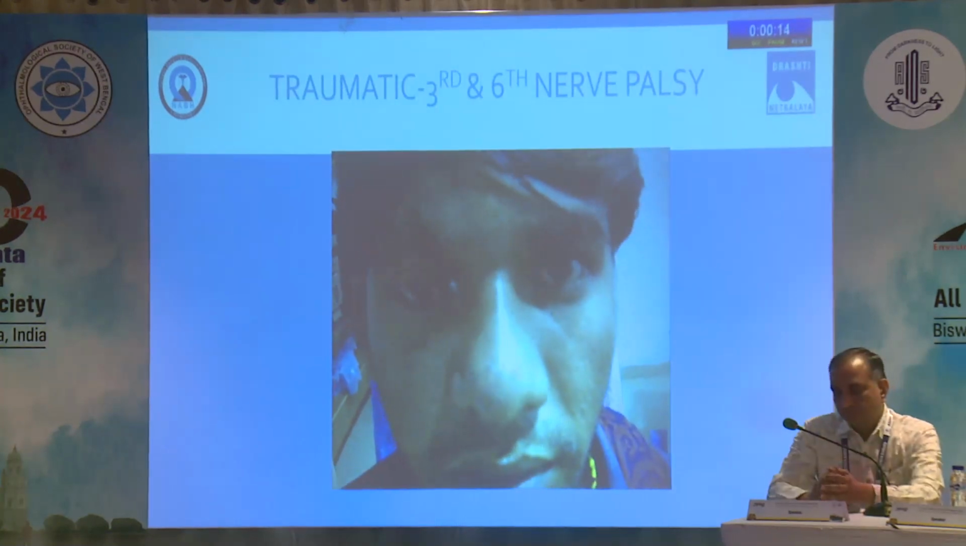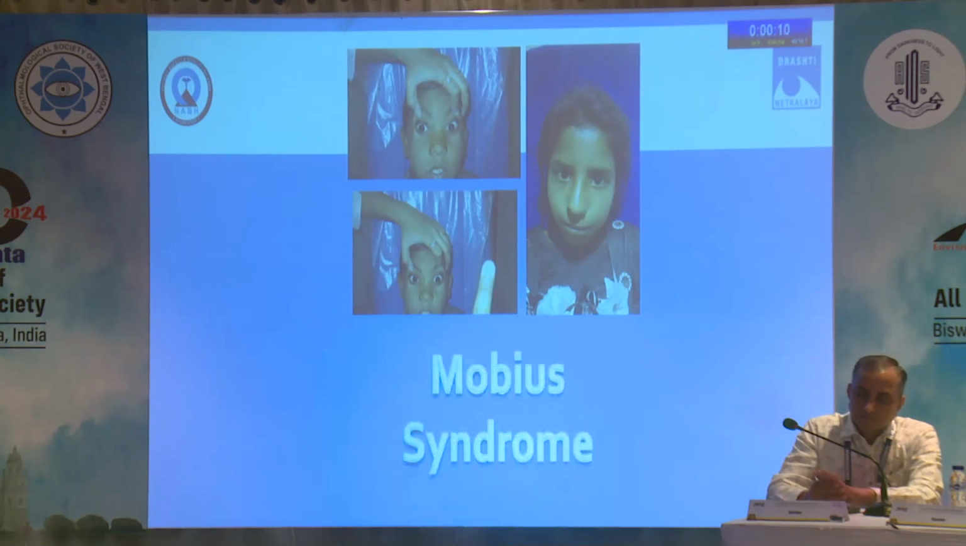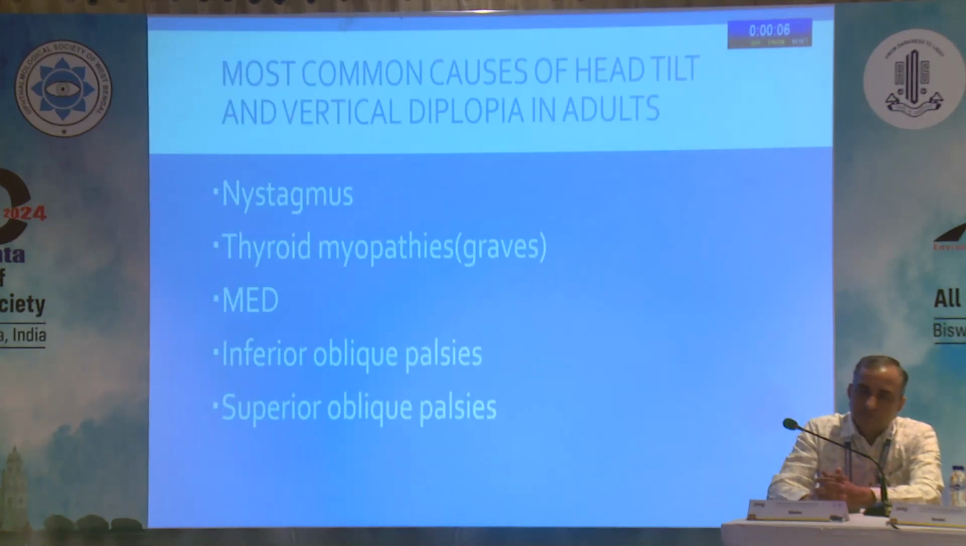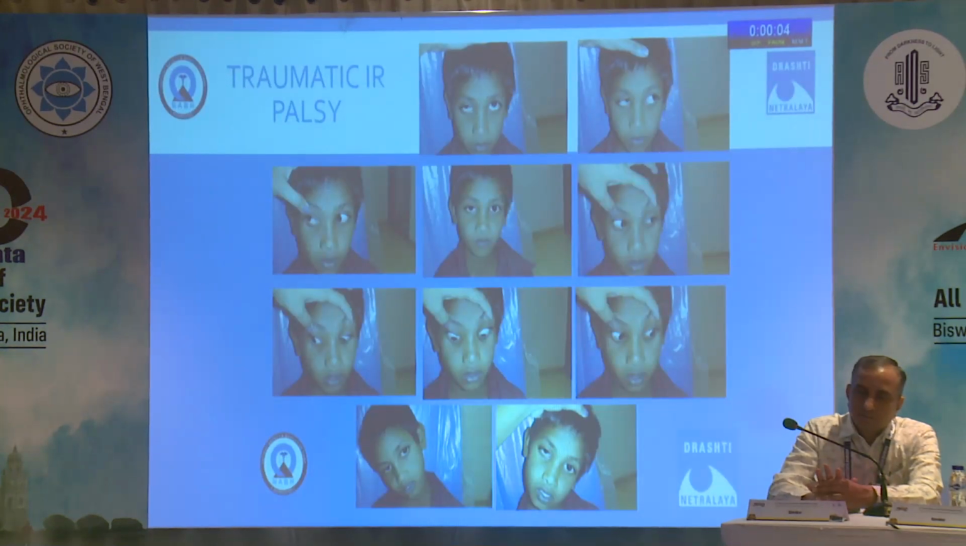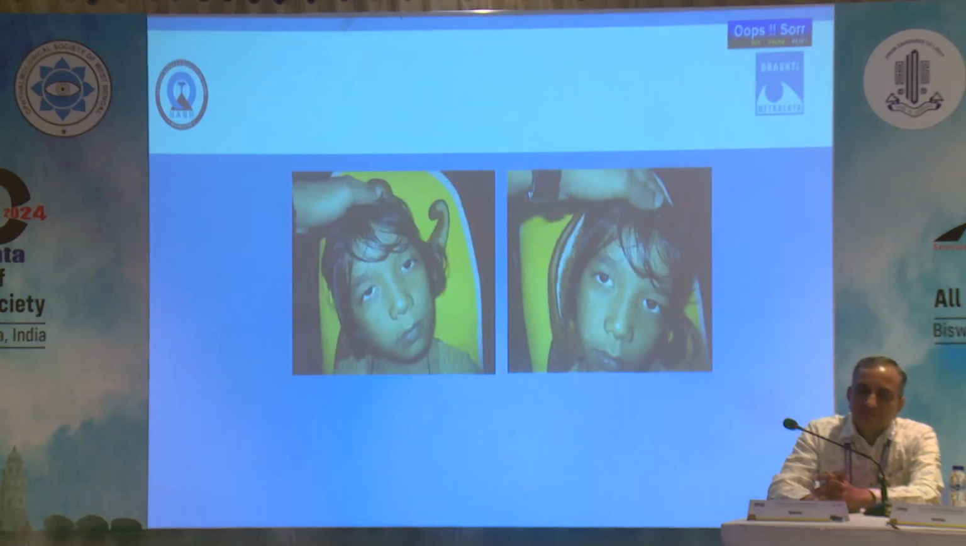So this is traumatic third and sixth nerve palsy. You don't do anything. Duane's I'll not discuss here. Mobius, Duane's, all are paralytic strabismus, vertical, cyclovertical and vertical. Before that, I'll just tell traumatic IR palsy and traumatic fourth nerve palsy. So should I go ahead, because it's too long? It's okay. I can. Yes.